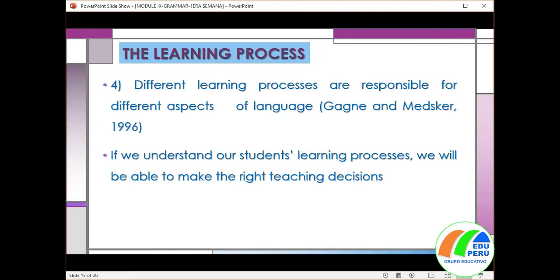If we understand our students' learning processes, we will be able to make the right teaching decisions. This is very important. We as teachers must know our students' learning processes, how they learn. It's very important to know that to make the correct decision.